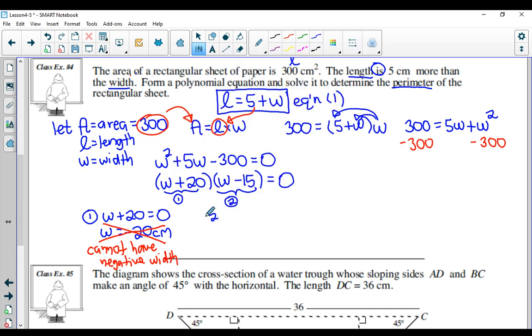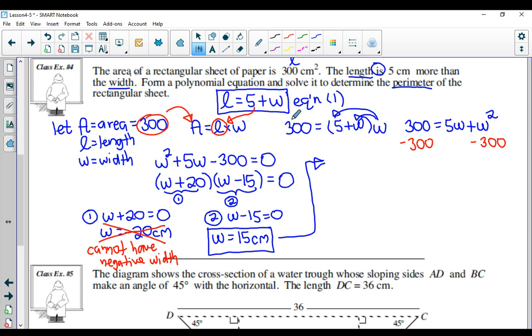The second one, I would have w minus 15 is equal to 0. And if you isolate for w, just add 15 to both sides of the equation, and you get w is equal to 15. And we can add the units in here, 15 centimeters. Positive width, that's okay. Now, I also want to get the length before I calculate the perimeter.